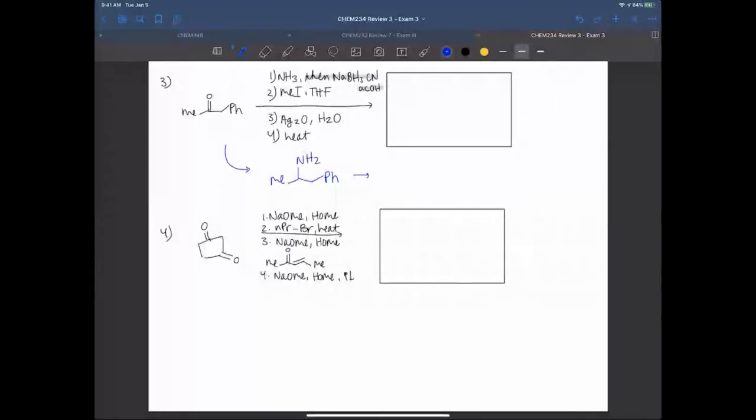So what I get is this product here with a positive charge, and then iodine just kind of floats around in solution. What I get at the end is a Hofmann alkene. Yes, I think NH3 and hydrogen. If you have hydrogen in there, it should do the same thing.